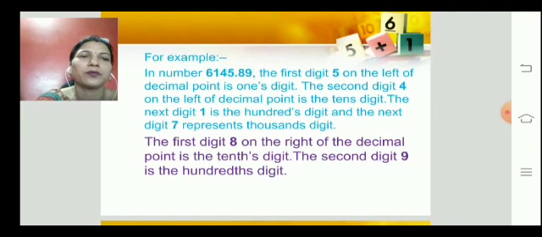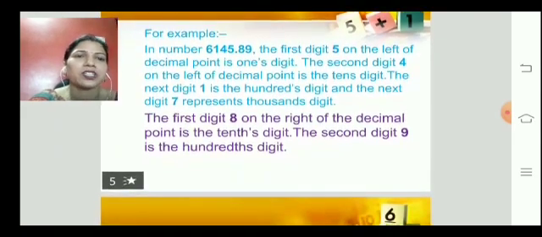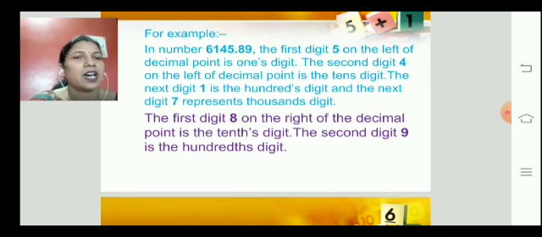For example, if my number is 6145.89, over here the first digit 5 on the left of the decimal point is the ones digit. The second digit 4 on the left of the decimal point is the tens digit. The next digit 1 is the hundreds digit, and the next digit 6 represents the thousands digit. The first digit 8 on the right of the decimal point is the tenths digit. The second digit 9 is the hundredths digit.